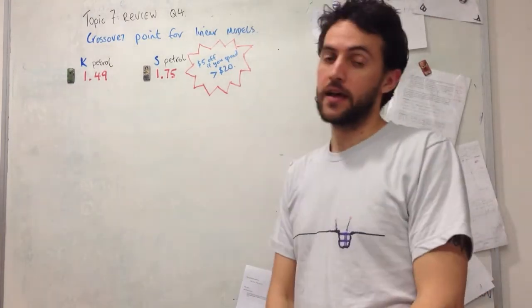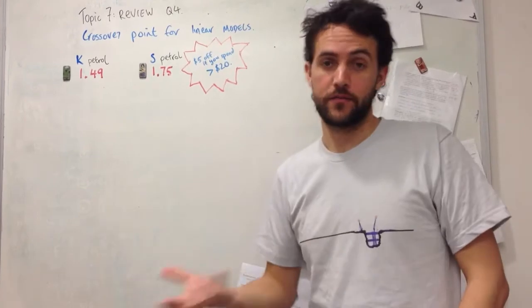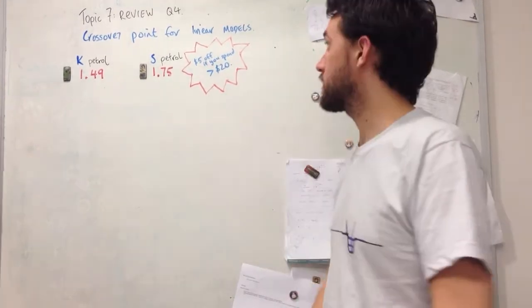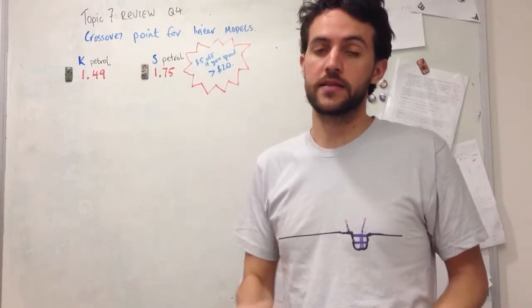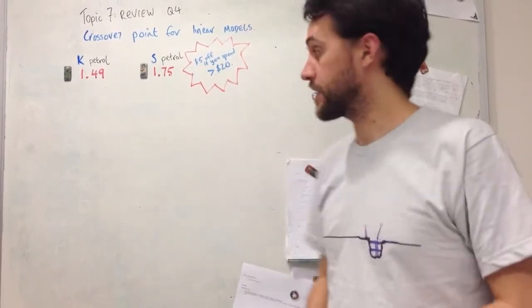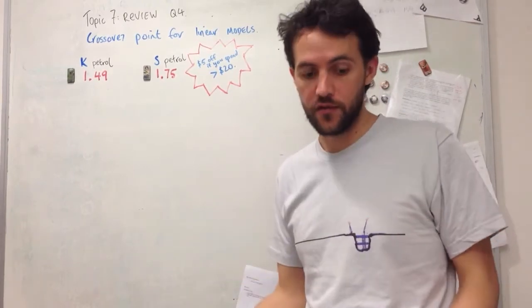Hello everyone, here's a worked example from topic 7. It's similar to review question 4, and basically it's the same as a lot of the questions throughout this. It's where we've got two linear models and we're looking for a crossover point.